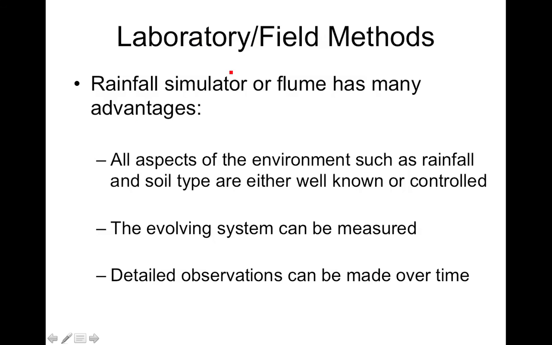You can measure erosion in the lab or the field using rainfall simulators or flumes, for example. So the nice bit about these types of measurements is that you can control things like the rainfall, and you can also make up your own soil types if you've got the facilities to do that. You can monitor how the system is evolving over short periods of time, and you can do really detailed observations. Right?